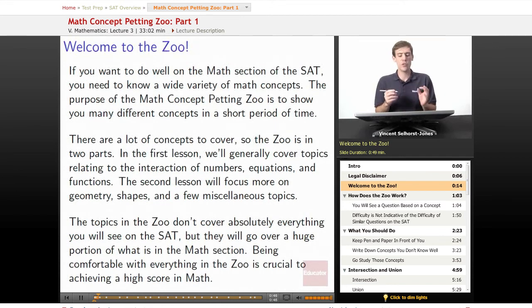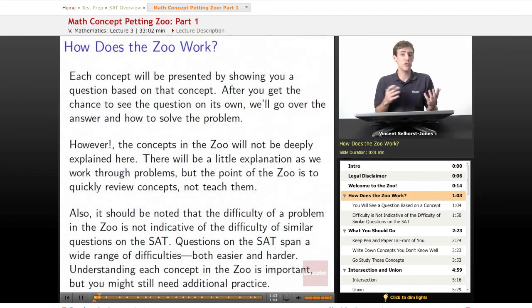The topics in the zoo don't cover absolutely everything you're going to see on the SAT, but they will go over a huge portion of what is in the math section. Being comfortable with everything in the zoo is important if you want to achieve a high score in math. So you really want to get a good sense of what's in the zoo and be able to do well with all of it.